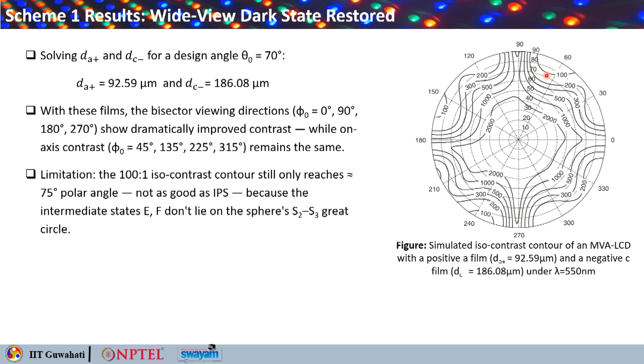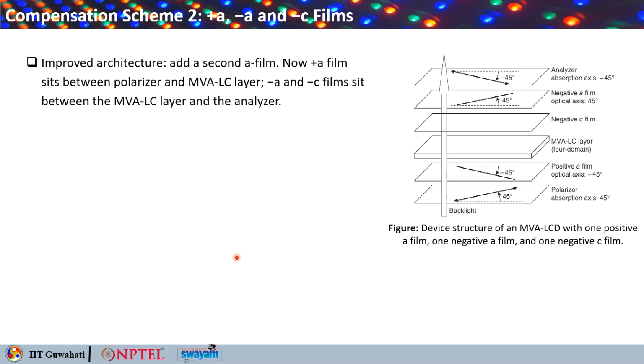Okay, it's not as good as the IPS because the intermediate states, which you have seen, E and F, don't lie on the sphere's S1 S2 great circle, so they don't have the same kind of benefit. But still this is particularly very good. Now let us see the second scheme, which tries to improve upon that.